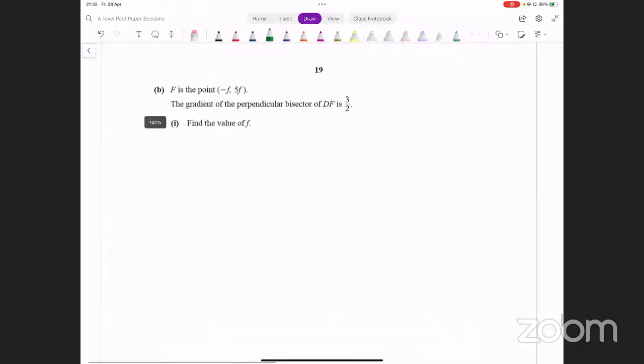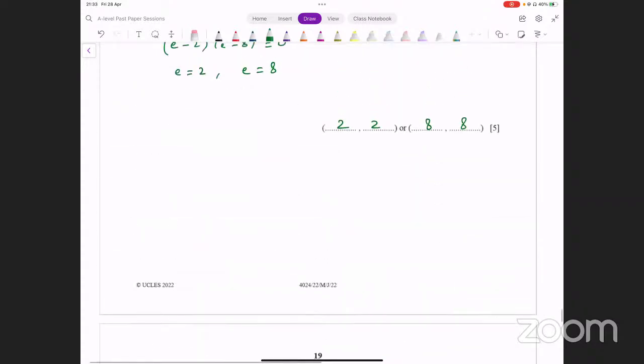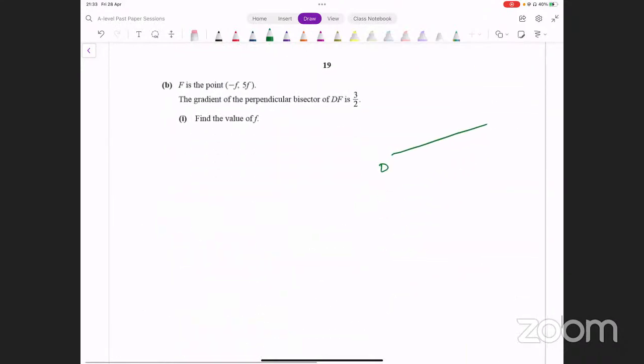Now it says F is the point minus f and 5f. The gradient of the perpendicular bisector of DF is 3 over 2. Find the value of f. Okay, now that's interesting. It's often helpful in problems like this to try to visualize this first of all. DF is a line. Okay, so we have a point D here. D के coordinates क्या हैं? D is 4 and 6. And we have a point F, which is minus f and 5f.